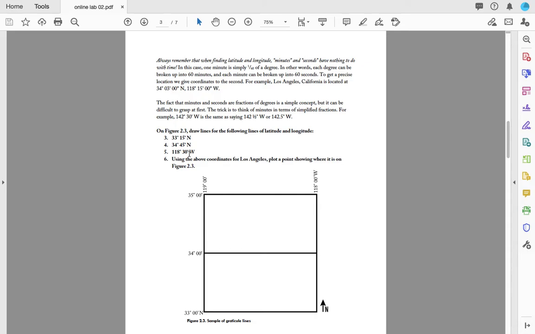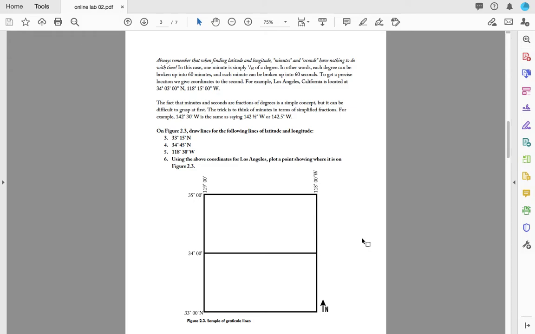And then for 6, you're going to actually be putting in a point because you have both longitude and latitude for Los Angeles. Think about where this would be, 118 degrees, 15 minutes, using what you've read here and what you're figuring out. Figure out where that line of longitude would be for LA, and you can do a little temporary line there, and then figure out where this 34 degrees, 3 minutes north is going to be, and then draw a line there. Where those two lines intersect, that's where LA is on this particular map.